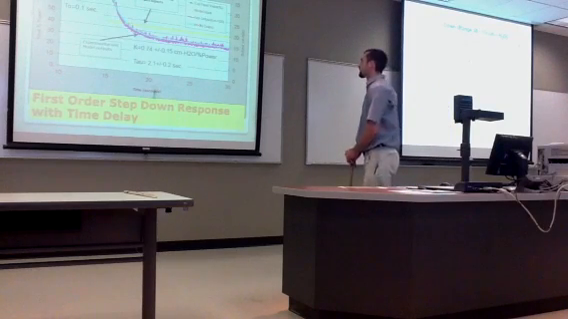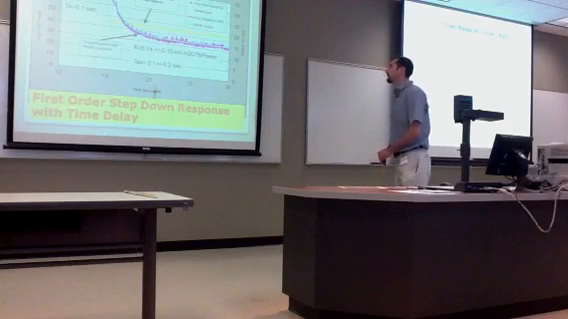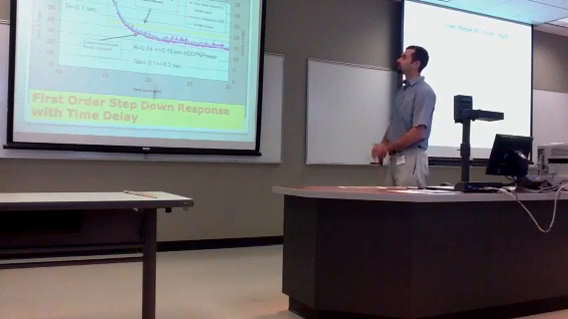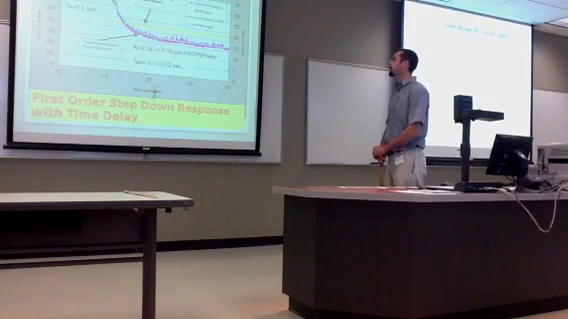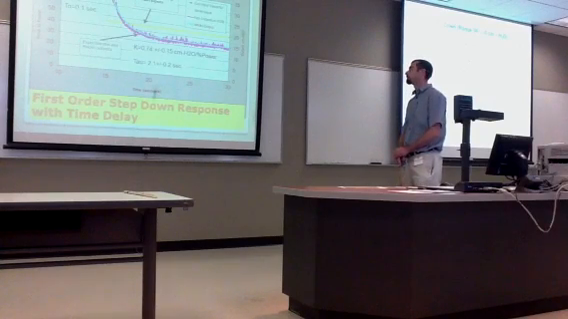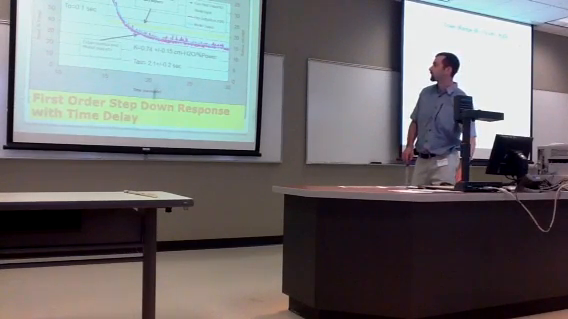This is our first order step down response, the time delay from 30 down to 15 centimeters of H2O. We ended up with the same T naught, 0.1 second. K value was 0.74 plus or minus 0.15 centimeters of H2O per percent power. And our tau was 2.1 plus or minus 0.2 seconds.